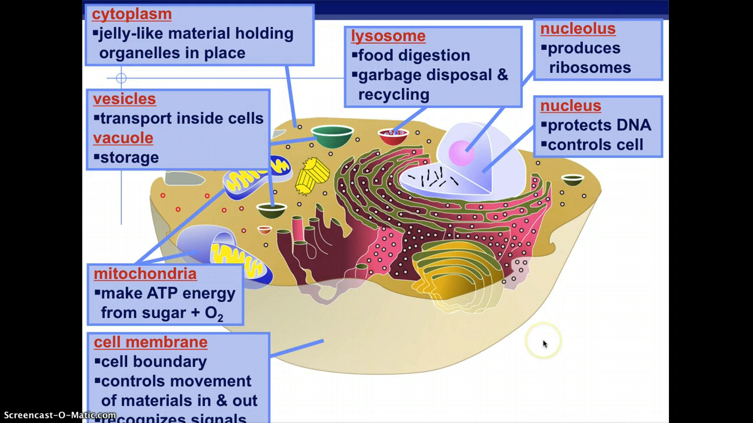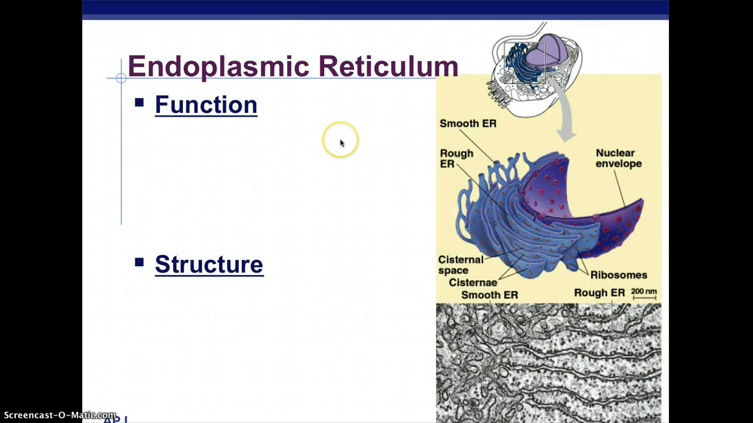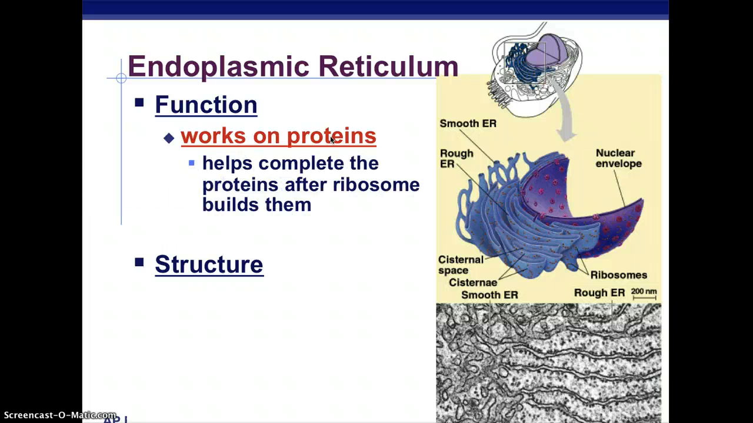So if we look at our diagram here, all these teeny tiny little dots, you can see ones that are floating in the cytoplasm, those are free ribosomes, and ones that are attached to the endoplasmic reticulum, but these are ribosomes which build proteins. Endoplasmic reticulum, for short, we call it the ER. The function of that is to work on proteins. It actually folds and modifies proteins, helps complete the protein after the ribosome puts together the polypeptide. So this is going to help form our secondary and tertiary structure of our protein and even quaternary.